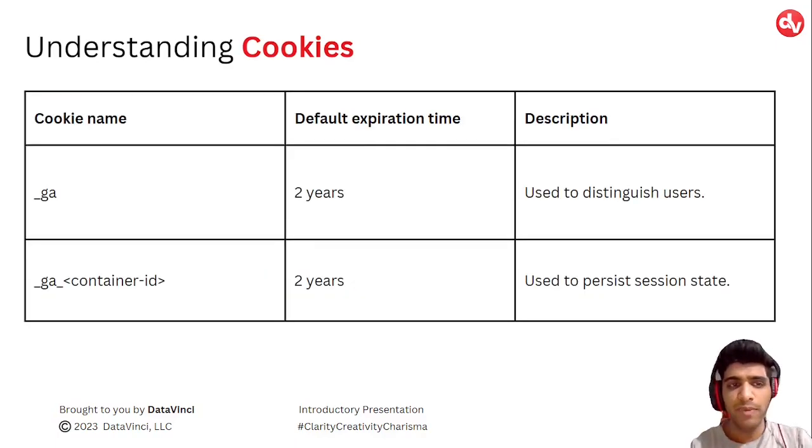So there are the two main cookies that GA4 places on your website in first-party context. Number one is the _ga cookie, which is used to distinguish users, and the _ga followed by the container ID or the measurement ID is used to persist the session state.